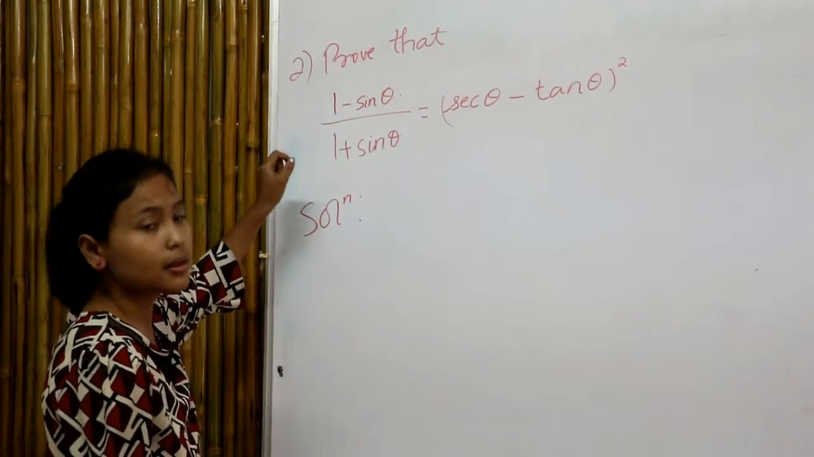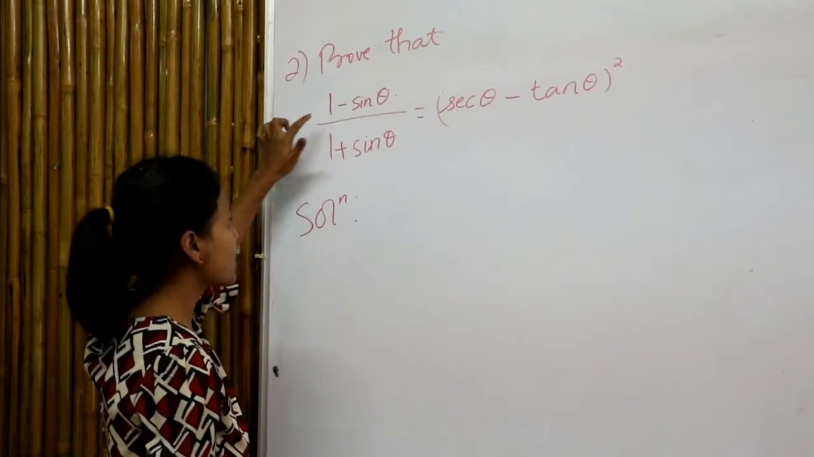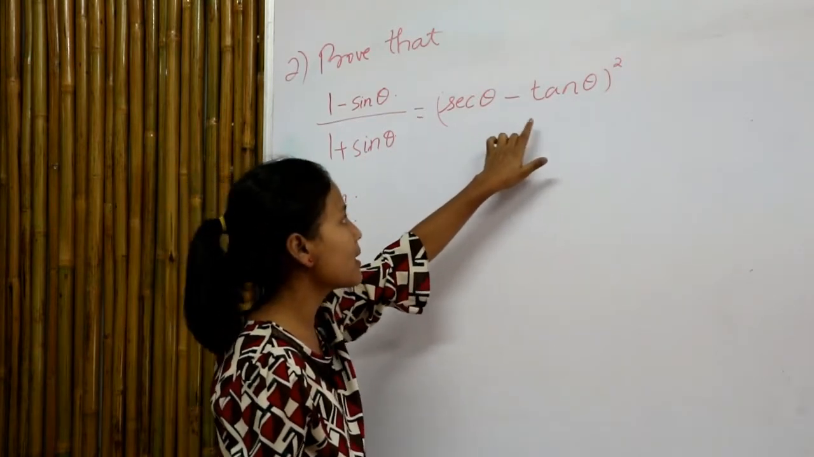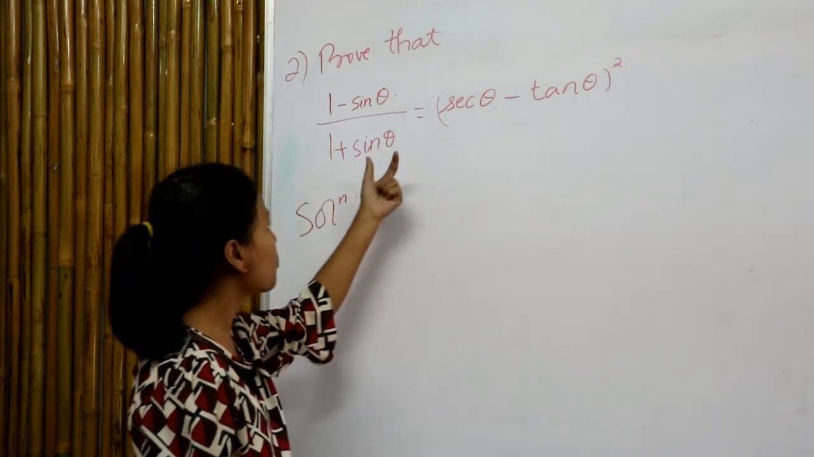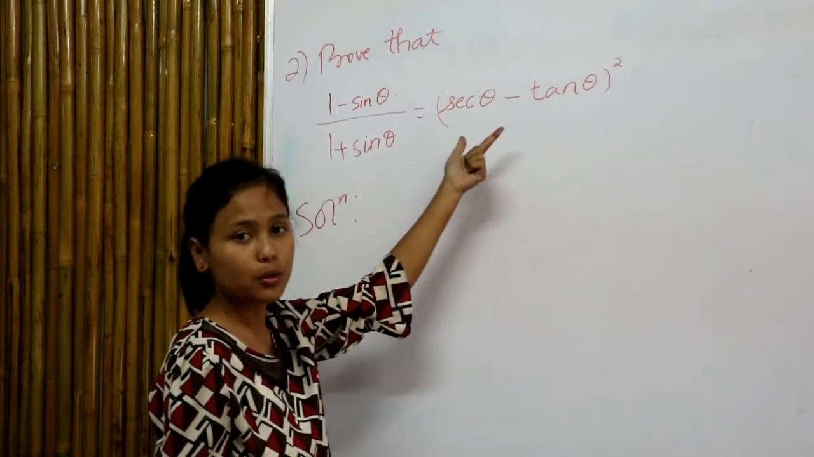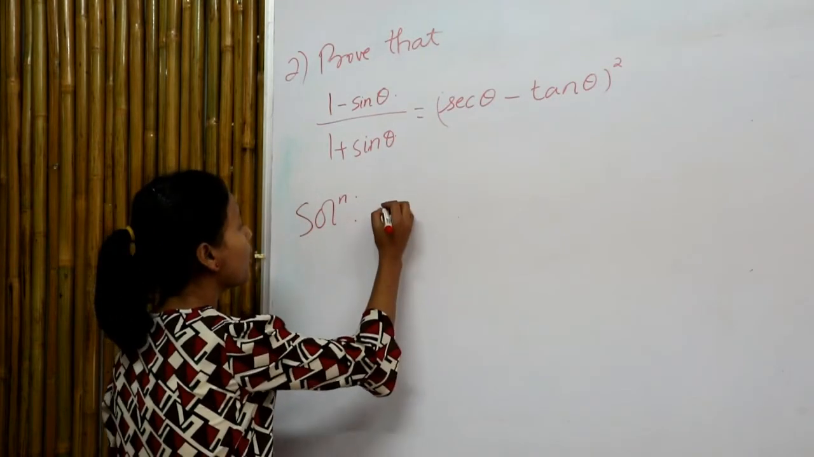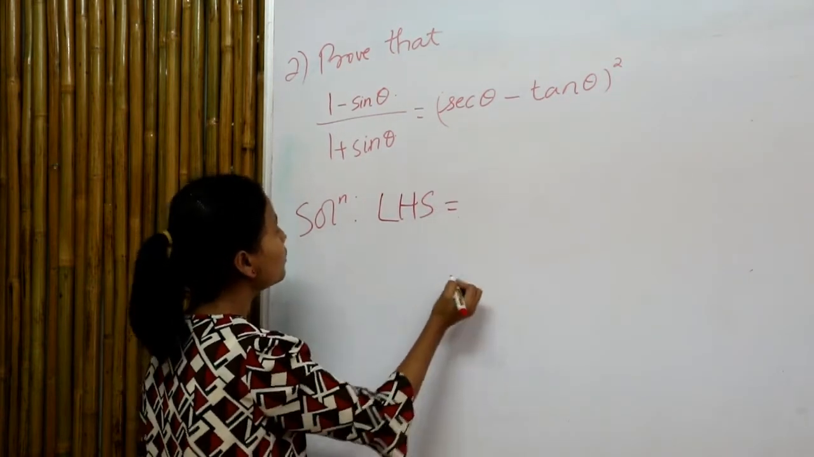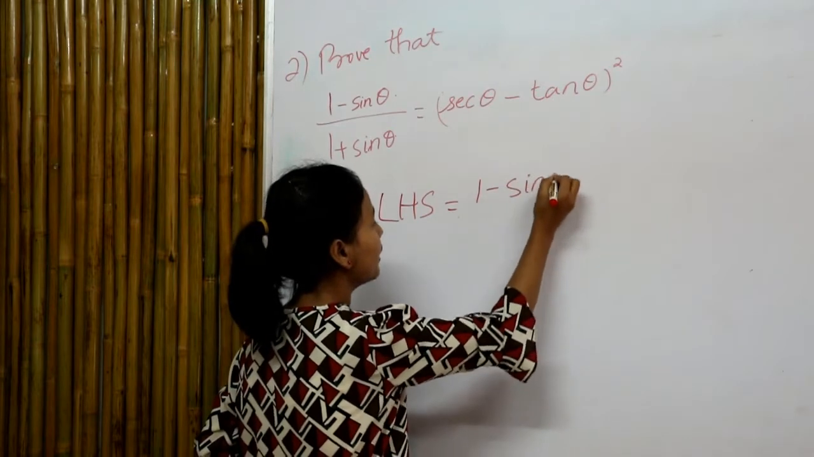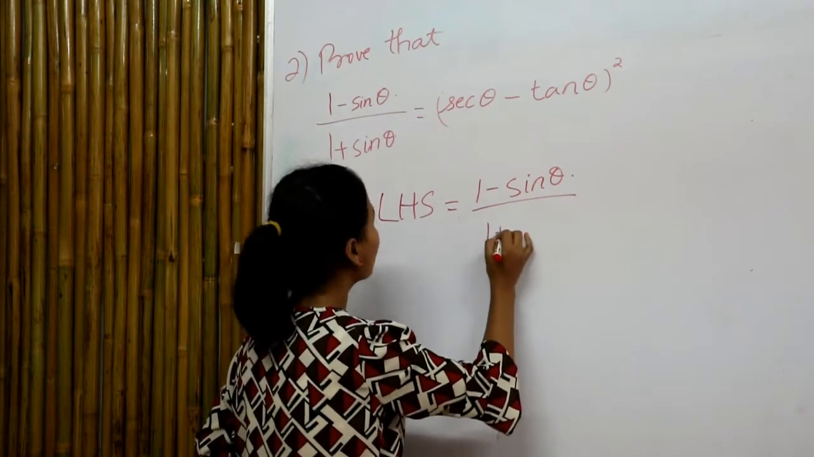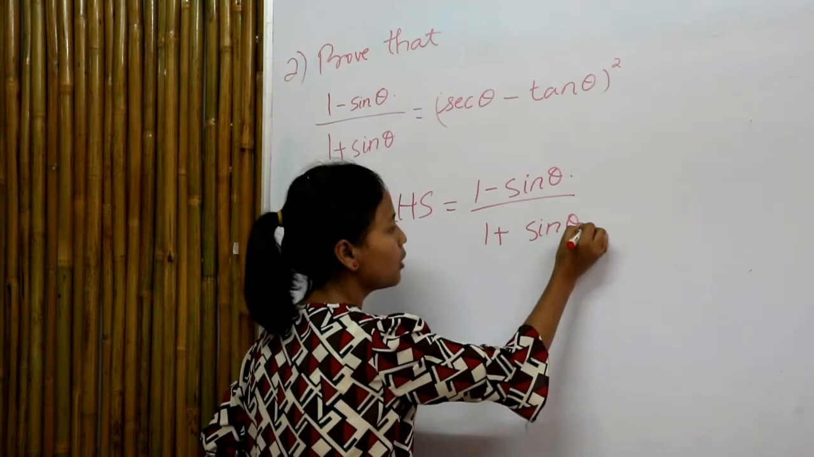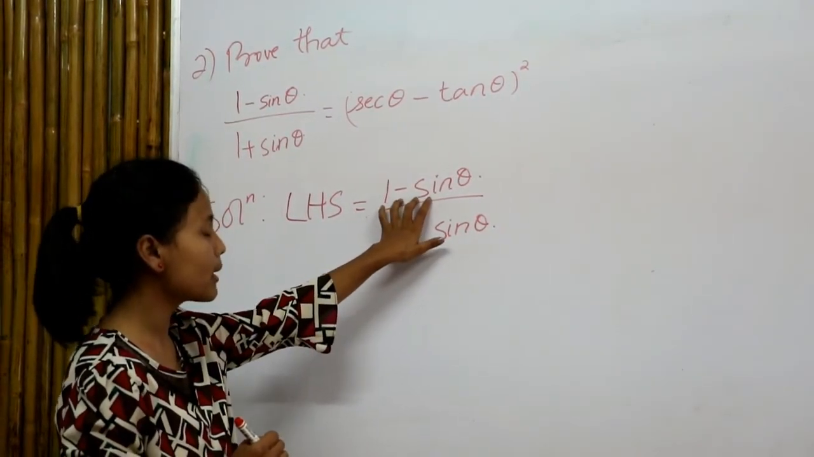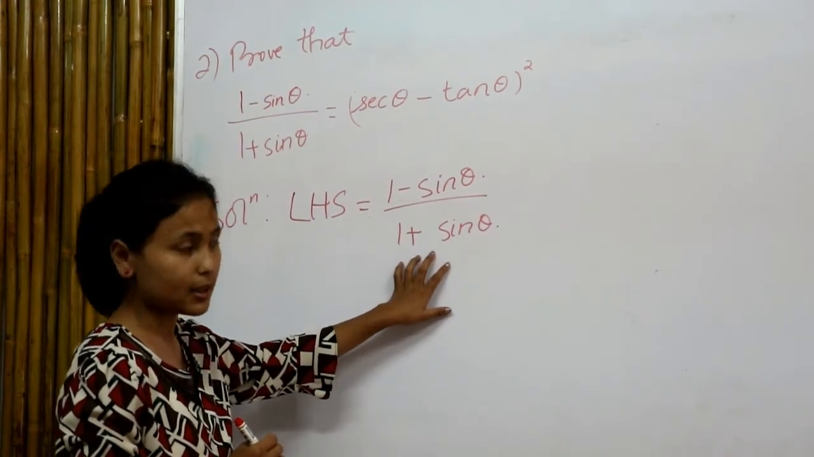The question is, prove that 1 minus sin theta by 1 plus sin theta is equal to sec theta minus tan theta whole thing square. We have to prove that this left hand side should be equal to right hand side. Let us write that left hand side is equal to 1 minus sin theta by 1 plus sin theta. Okay, so you see from here that there is no formula for 1 minus sin theta and for 1 plus sin theta.